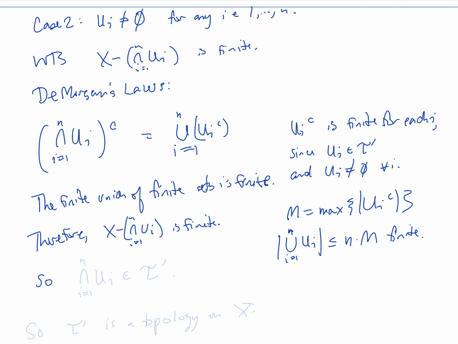And so that means that the intersection from i equals 1 to n of the U_i's is an element of tau prime. So we've shown that the empty set and the entire set are in tau prime, that arbitrary unions of elements of tau prime are in tau prime, and finite intersections of elements of tau prime are in tau prime. So tau prime is a topology on X for any set X.